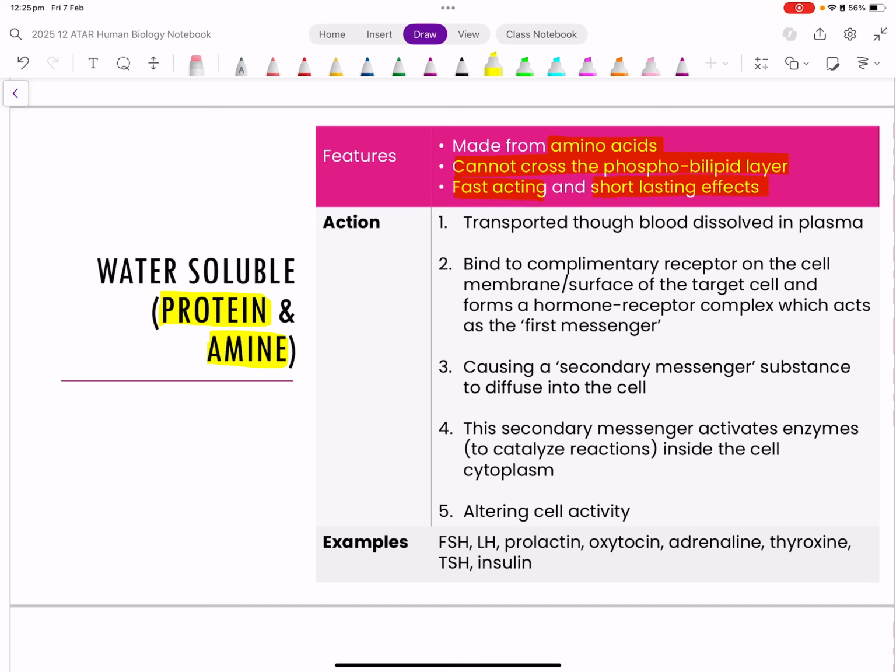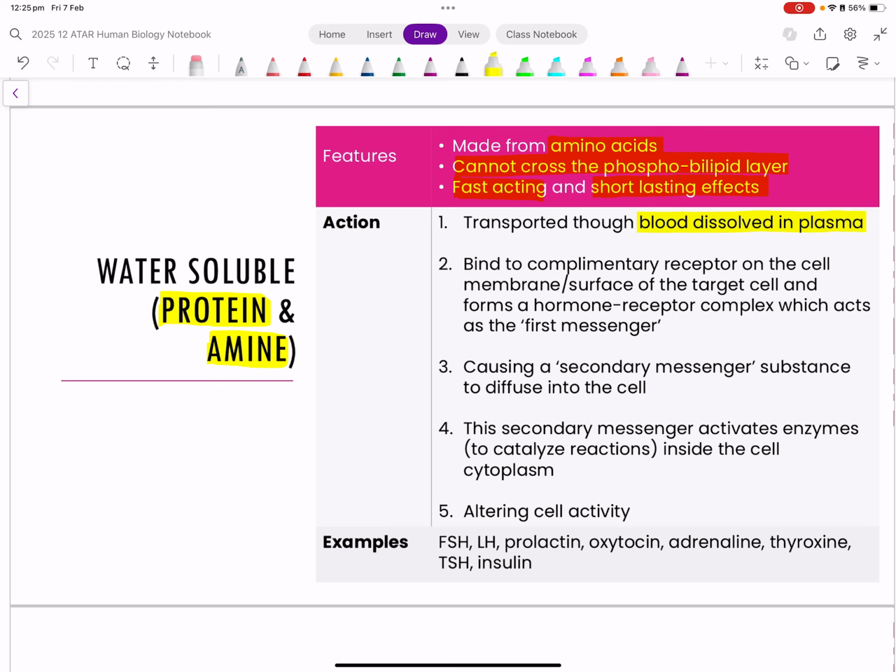So let's talk through now how they actually work. Number one, these hormones travel through the blood and they are dissolved in the blood plasma. Blood plasma being a majority water, these water-soluble hormones can dissolve in the blood plasma.